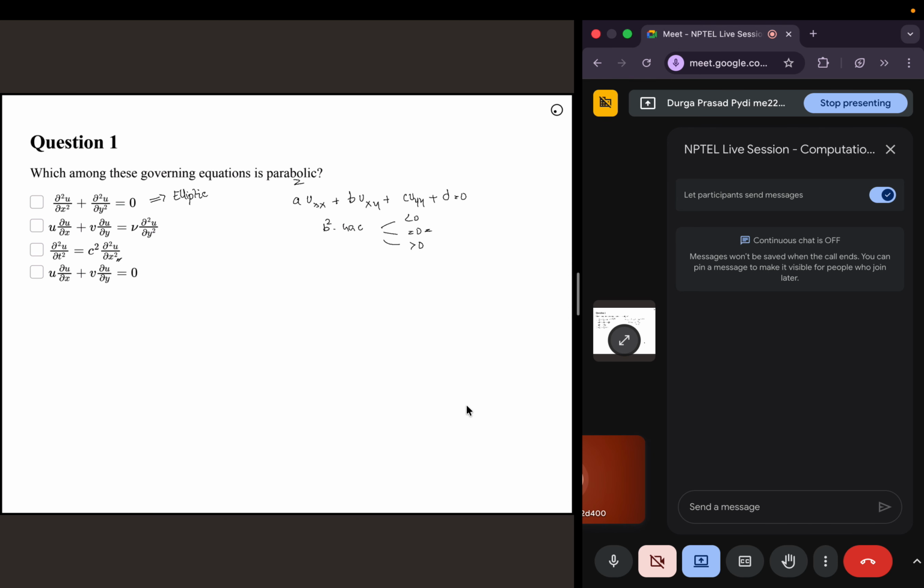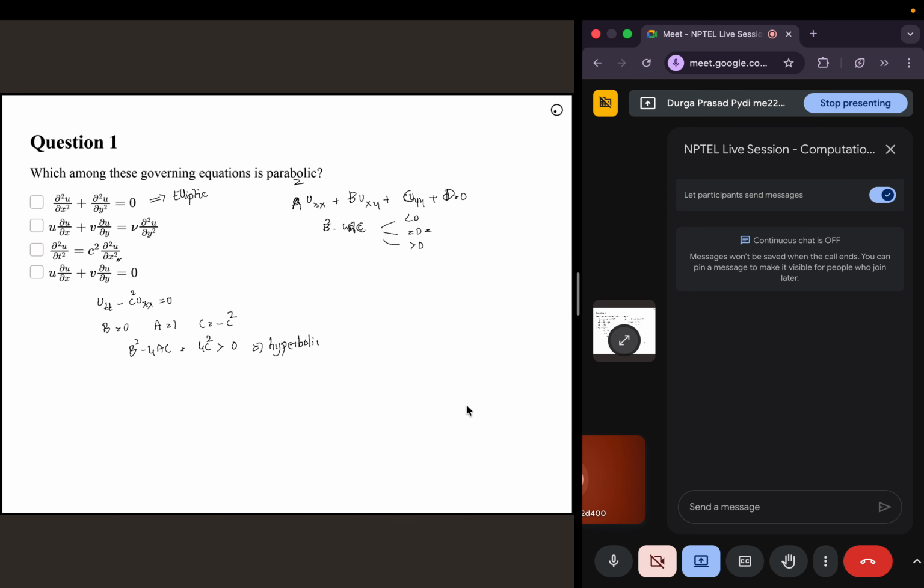So, let's say for the third option, we have u_tt minus c square u_xx equal to 0. I should have put something else here, let's put capital C. So b is 0, a is 1, c is minus c square. So b square minus 4ac is 4c square. It's positive. So this is hyperbolic.